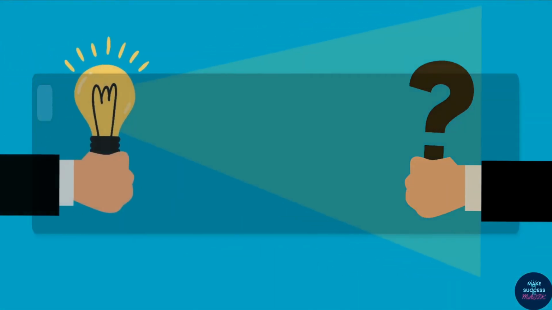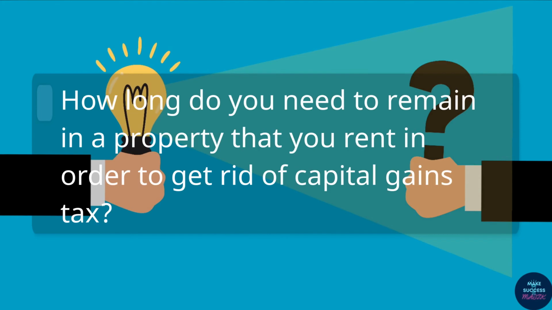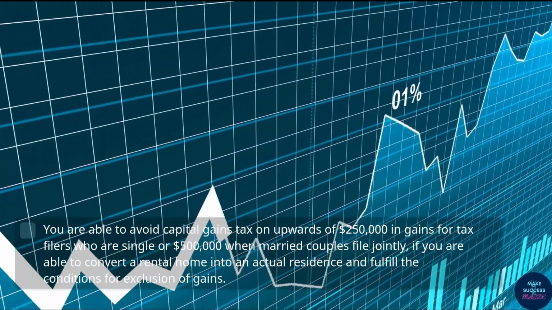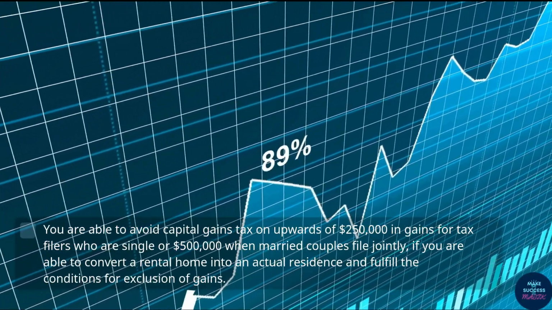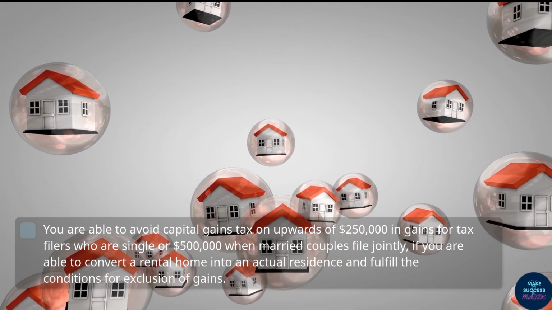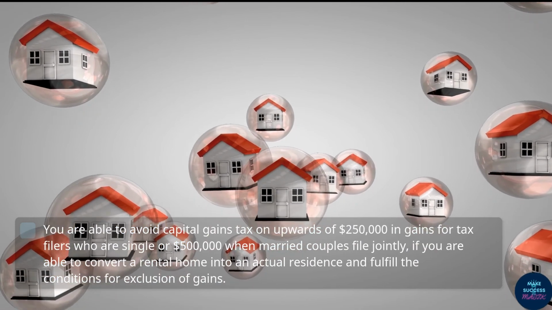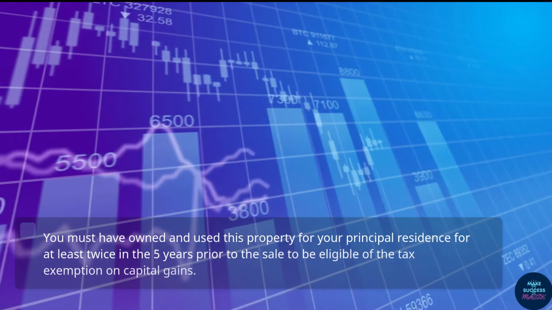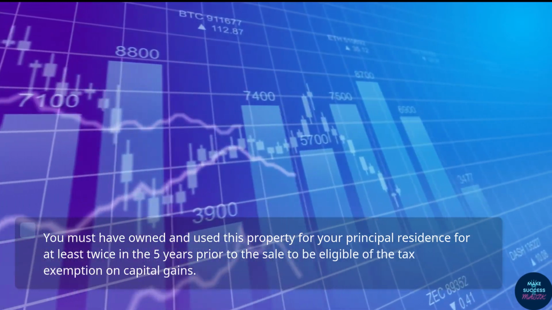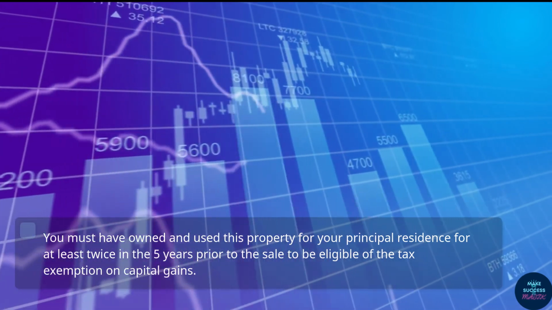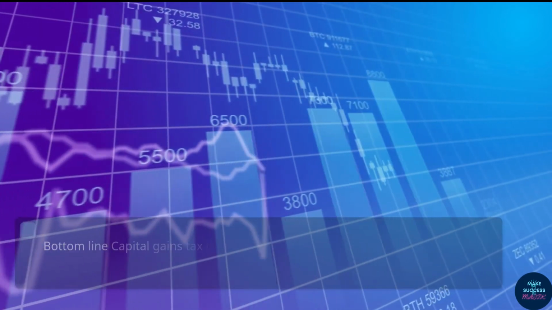How long do you need to remain in a property that you rent in order to get rid of capital gains tax? You are able to avoid capital gains tax on upwards of $250,000 in gains for tax filers who are single, or $500,000 when married couples file jointly, if you are able to convert a rental home into an actual residence and fulfill the conditions for exclusion of gains. You must have owned and used this property as your principal residence for at least two of the 5 years prior to the sale to be eligible for the tax exemption on capital gains.